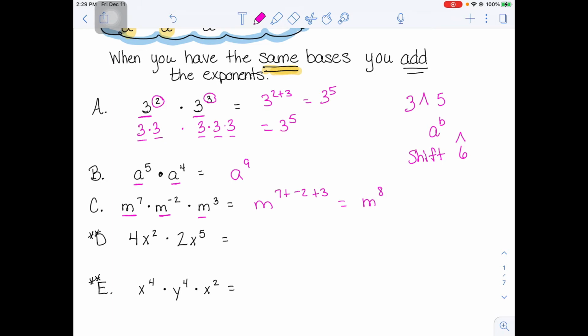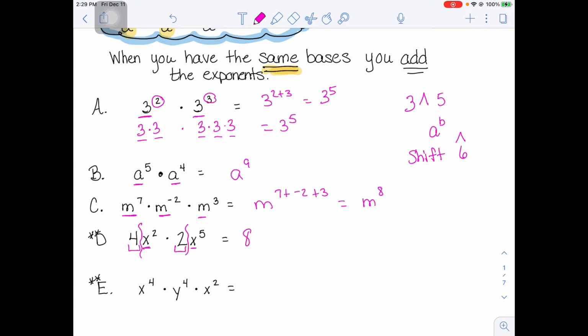Now, with option D, we have a 2-star here. Notice that our base, what has exponents, is the x's, okay? 4 is not part of our base, 2 is not part of our base. So we can almost think about this as 2 separate things. We have numbers. So if we think about 4 times 2, we know 4 times 2 is 8.